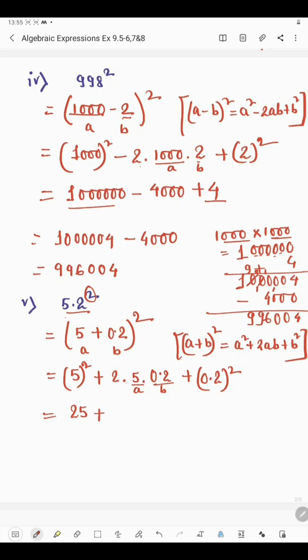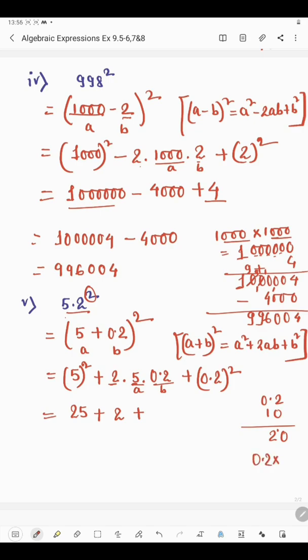Now plus 2 into 5. 2 into 5 is 10. Now 10 multiplied by 0.2. Okay, so 2 tens are 20. And after one digit, the point is there, so we'll have to put the point here. So 2.0 means 2.